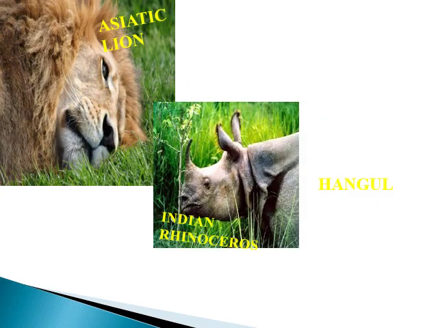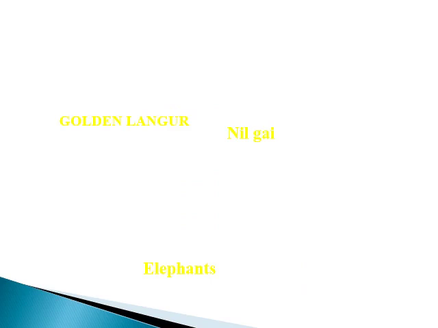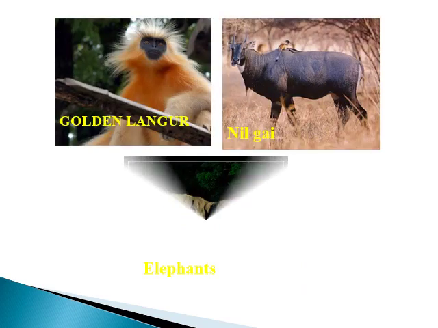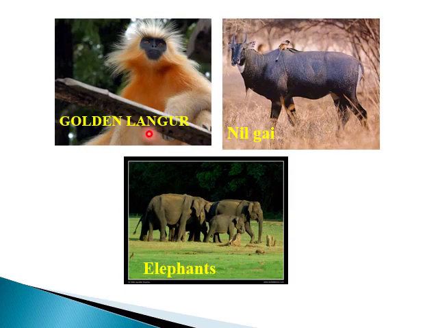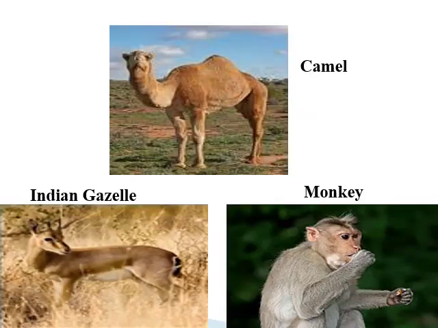The other animals that are present in the Oriental region are Asiatic lions, Indian rhinoceros, and Ongole. Other mammals include the golden langur, nilgai, and elephants, blackbuck, orangutan, sloth bear, camels, Indian gazelles, monkey.